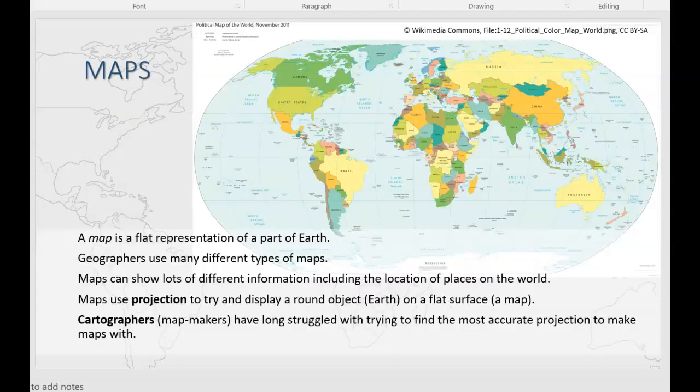Maps. A map is a flat representation of the Earth. There's lots of different kinds of maps, as we learned in a previous lesson, that can show us all kinds of information about all the different places on the Earth. Maps use projection. Because the Earth is round, they try to project the round Earth onto a flat surface. And cartographers are who make maps, and they've been trying for years to figure out how to best make our round world fit into a flat surface or a map.